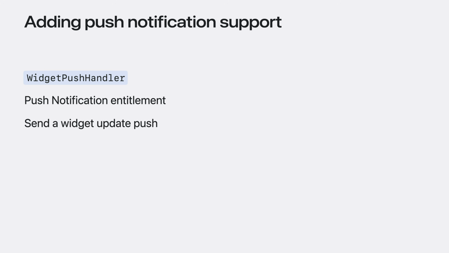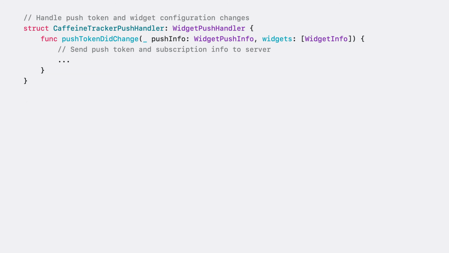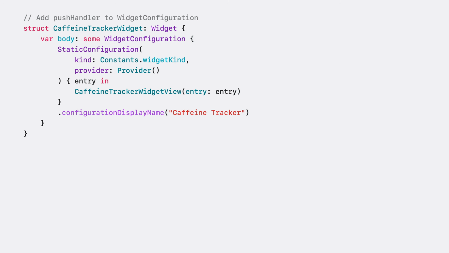I'll create a widget push handler and add it to my widget configuration, add the push notification entitlement to my widget extension, and construct a widget update push request. First, I'll create a struct conforming to the widget push handler protocol. This type is how we notify you when your push token changes or when the set of configured widgets changes. Use the push token did change method as an opportunity to send your push token and widget info to your server.